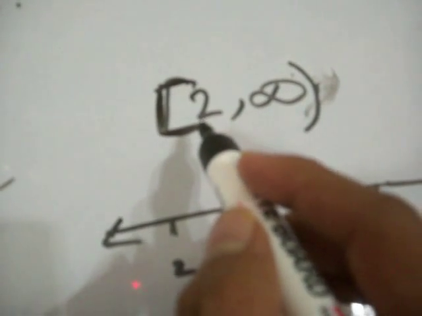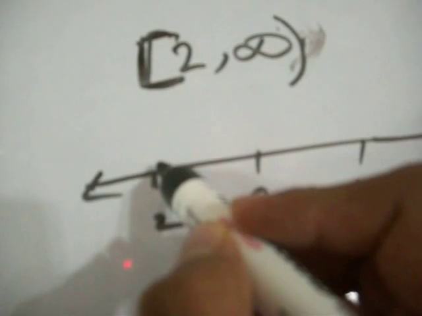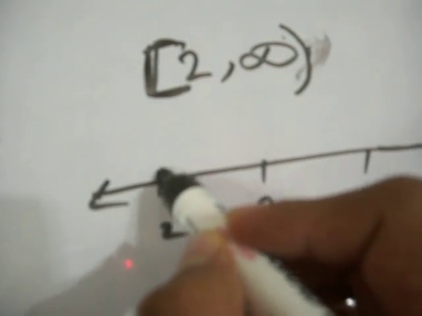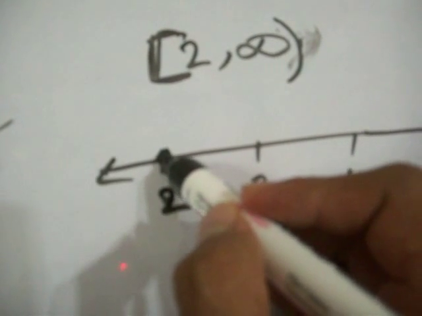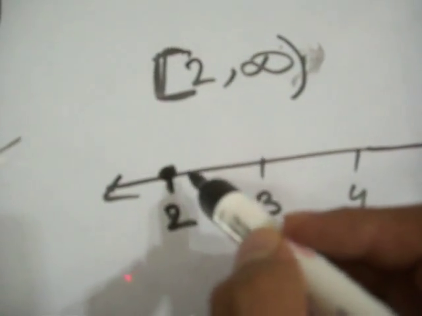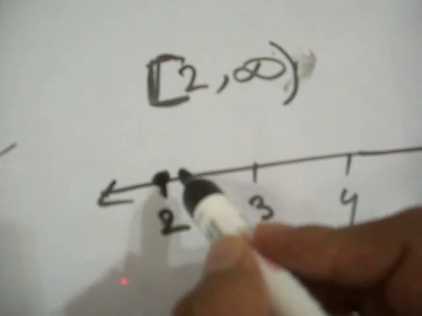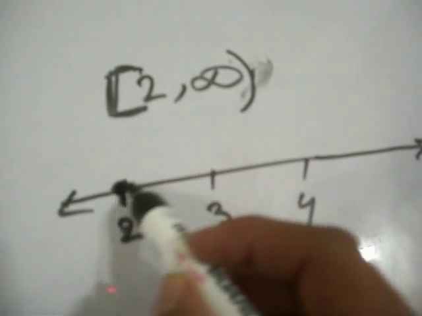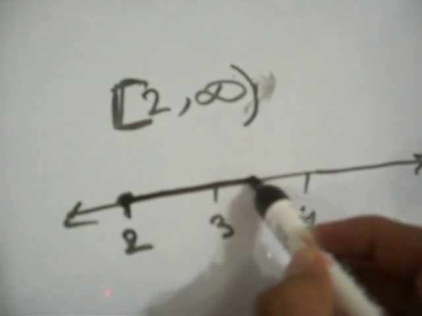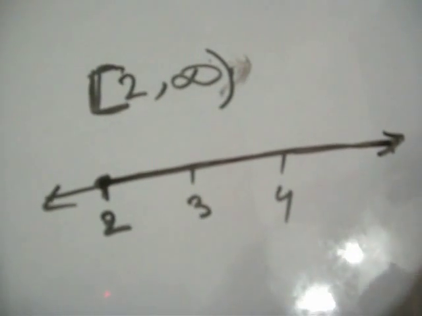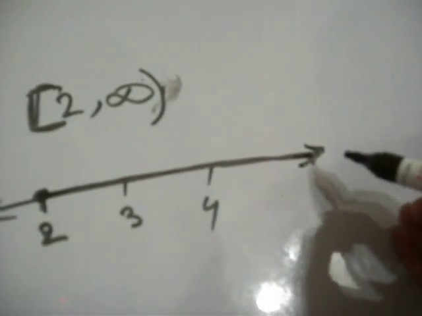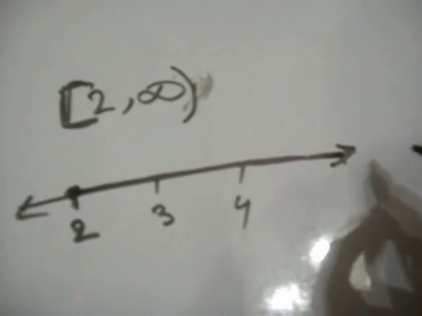so we put a filled, big dot, which is a sign that the 2 is included until infinity. So we mark the number line like this to infinity. Infinity cannot be shown simply. It has to be shown by this arrow.